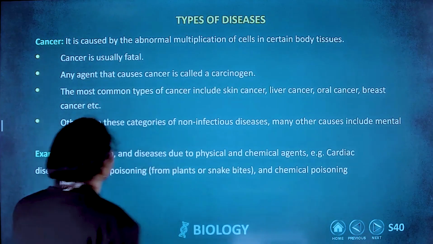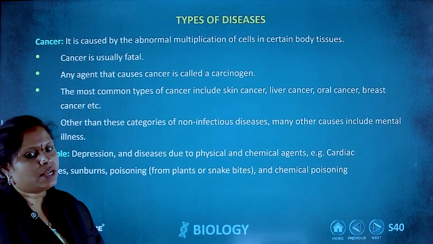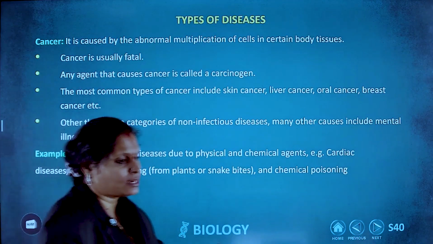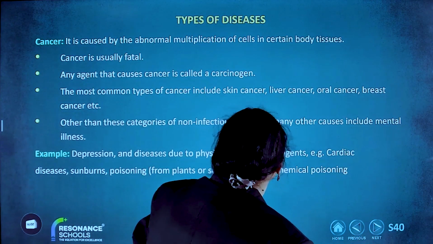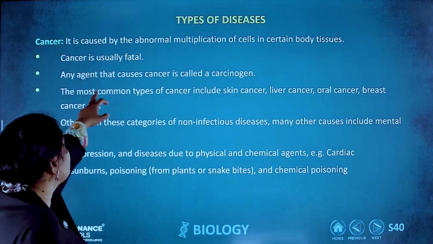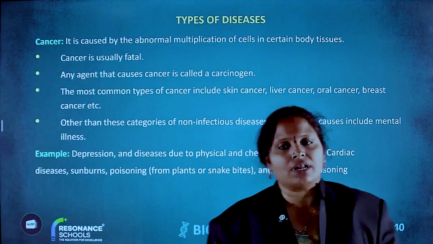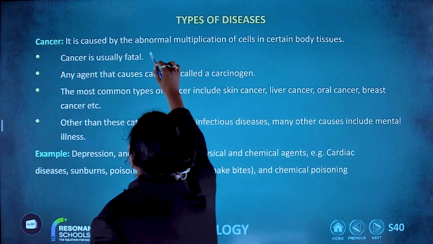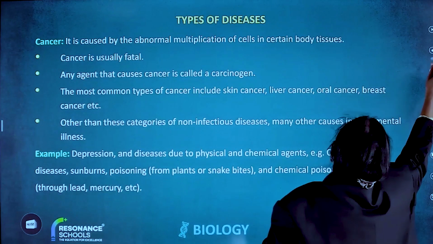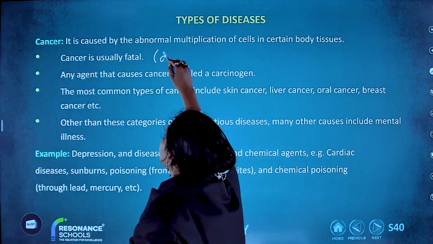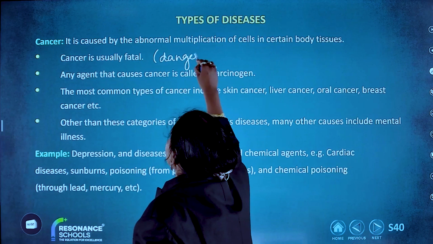Now let us see cancer. It is caused by the abnormal multiplication of cells in certain body tissues. Cancer is usually fatal. What is fatal? Fatal means it is dangerous. Cancer is dangerous.